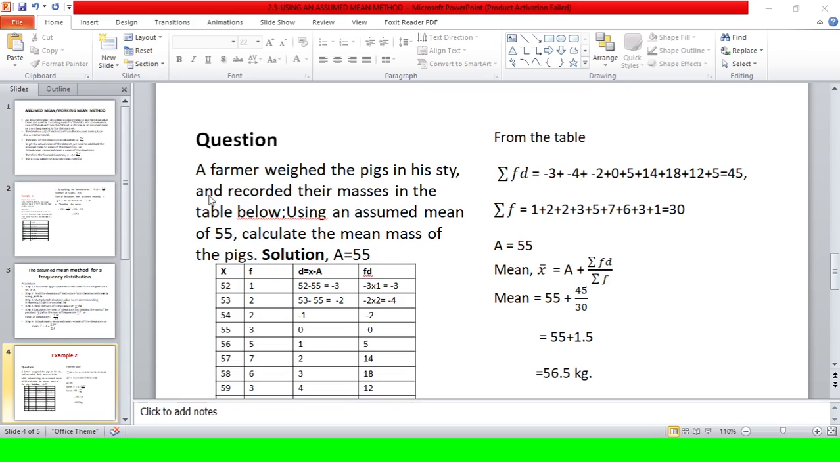Then we obtain the products, that is this F multiplied by this D. So 1 times negative 3 here will be negative 3, 2 times negative 2 will be negative 4, the product here will be negative 2, that is 2 times negative 1, 2 times 0 will be 0, 5 times 1 will be 5, 7 times 2 will be 14, 6 times 3 will be 18, 3 times 4 will be 12. So that is the column for products.